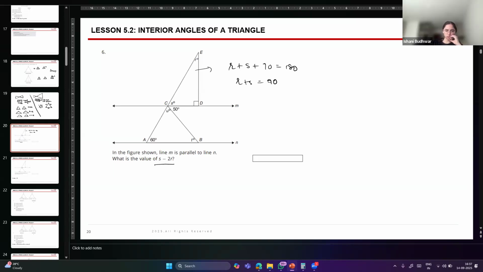Also, we know in triangle ACB, A is 60, angle C, which is ACB, is U, and CBA is T, right? Now, this and this sum will be what? U plus T will be 120.